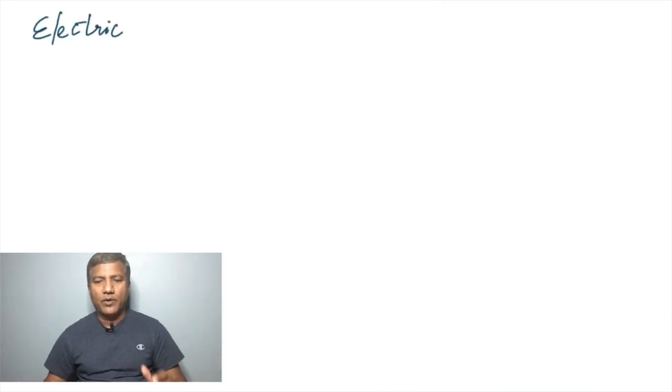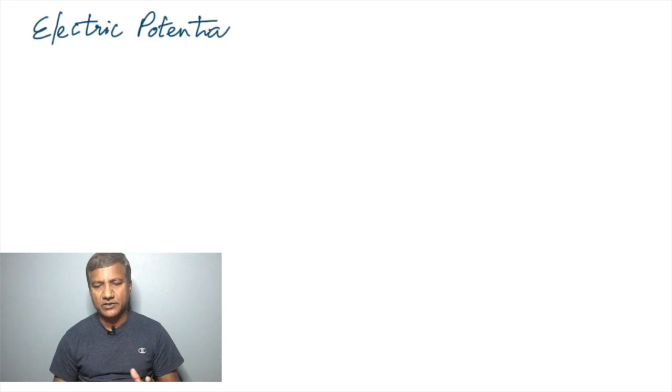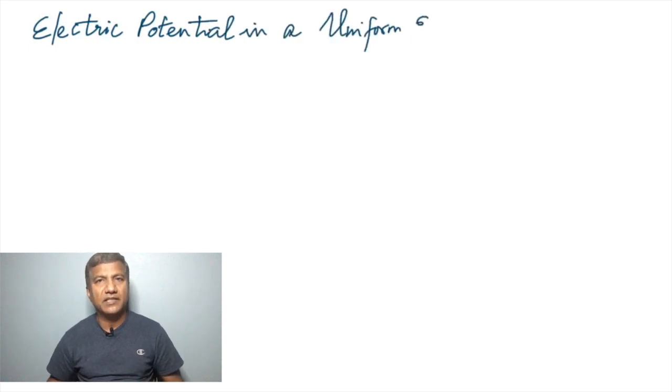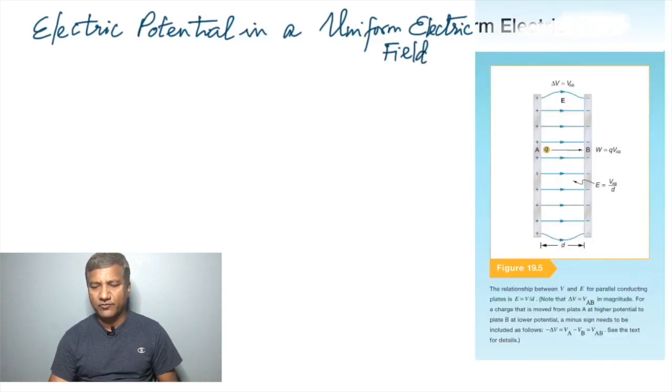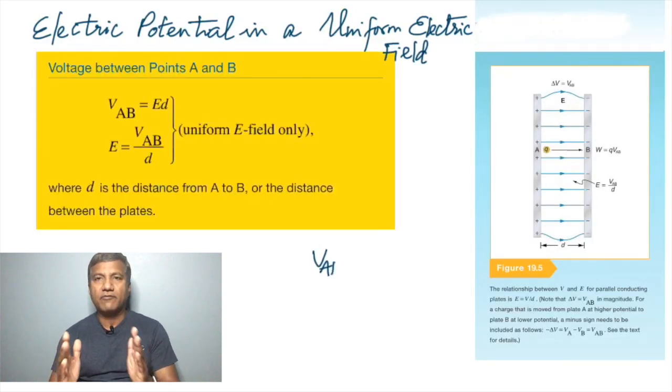So now we have to consider the electric potential in a uniform electric field. We can set up a uniform electric field by having 2 parallel plates with one positively, the other negatively charged, as shown in the diagram. And that sets up a uniform electric field. That means the strength of the electric field is the same at every point.